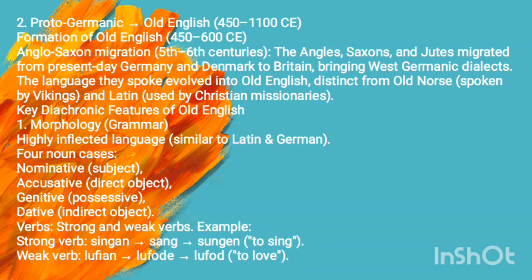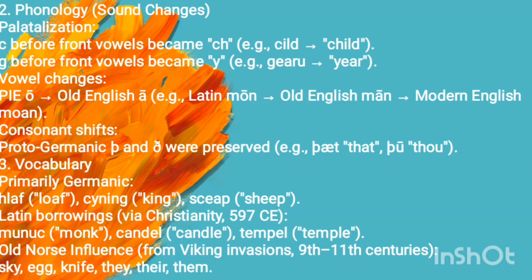That means to love. Palatalization, that is a certain consonant changed before front vowels. That is cild, that means a child. Ciaru, that is changed to care. Then vowel changes from Proto-Indo-European. In Latin mon, Old English man, then Modern English man. Consonant shifts are Proto-Germanic sounds that were changed or preserved.